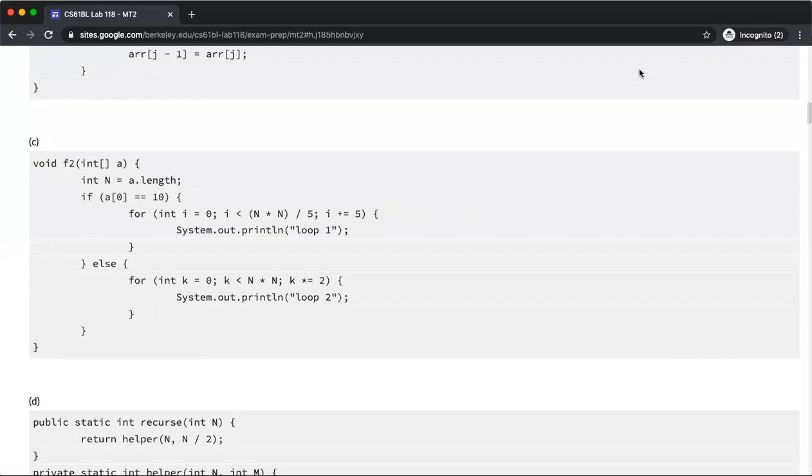Part C, notice that n is again our length of the array, and then we have these two cases. If a of 0 is equal to 10, then we're going to be doing this for loop where we start from i equals 0, go all the way to n squared, and then we're going by increments of 5. And so basically the number of total iterations is going to be n squared divided by 5, which is basically equal to n squared, because remember the constant factors are taken out.